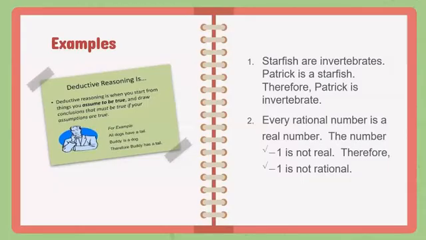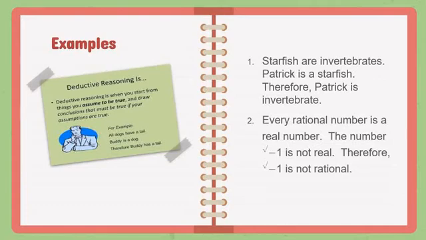We're going to give an example. Okay, for example, starfish are invertebrates. Patrick is a starfish, therefore Patrick is an invertebrate. Or another one, every rational number is a real number. The number square root of -1 is not real, therefore square root of -1 is not rational. Okay, so that's another example. Or all dogs have a tail. Buddy is a dog, therefore Buddy has a tail. That is another example of deductive reasoning.